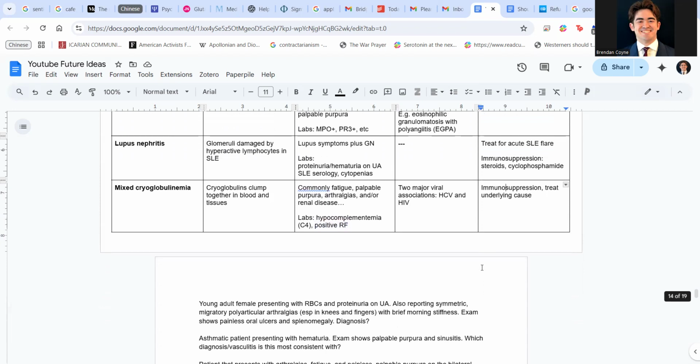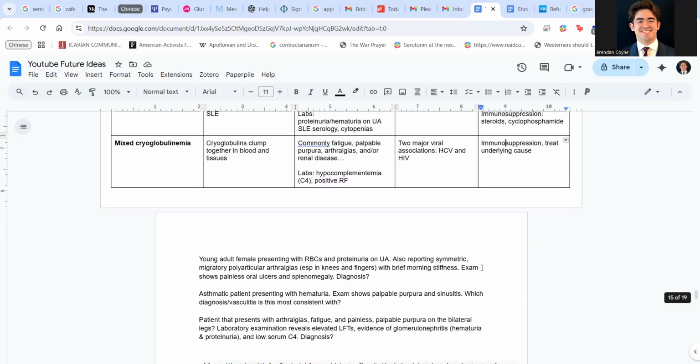So let's do some practice questions. So this first one, young adult female presenting with red blood cells and proteinuria on the urine analysis. She's also reporting symmetric, migratory, polyarticular arthralgias, especially in the knees and fingers, with brief morning stiffness. Exam shows painless oral ulcers and splenomegaly. What's the likely diagnosis? And you can pause the video if you need time to figure it out.